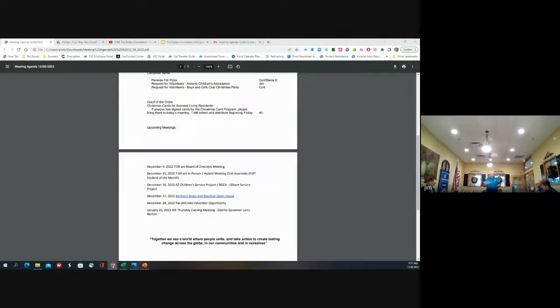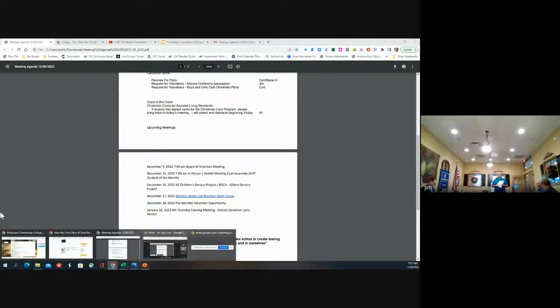And then the last thing for the good of the order note here was that if anybody does have Christmas cards that they want to have distributed to the assisted living homes, get them to me. I'm going to start handing out cards tomorrow, depending upon how many I collect. And then again next week, I'll make a second run.